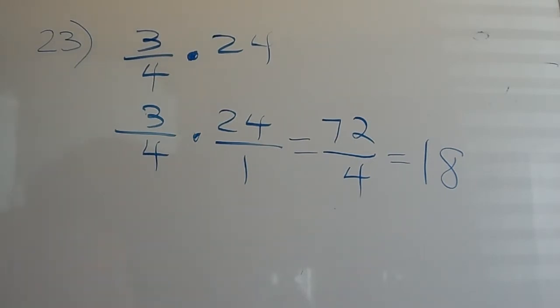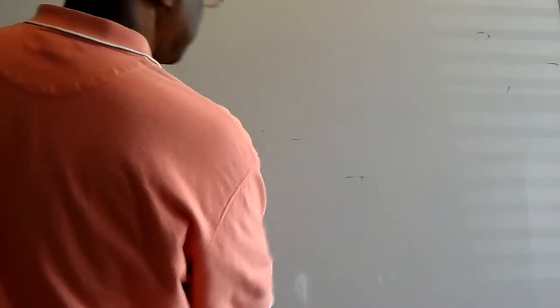We don't come up with 18 every time we multiply, guys. A fraction times a whole number, it's just coincidental that we came up with 18 for both problems. Solutions for both problems. Okay, 24. We're almost there, guys. Hold on.